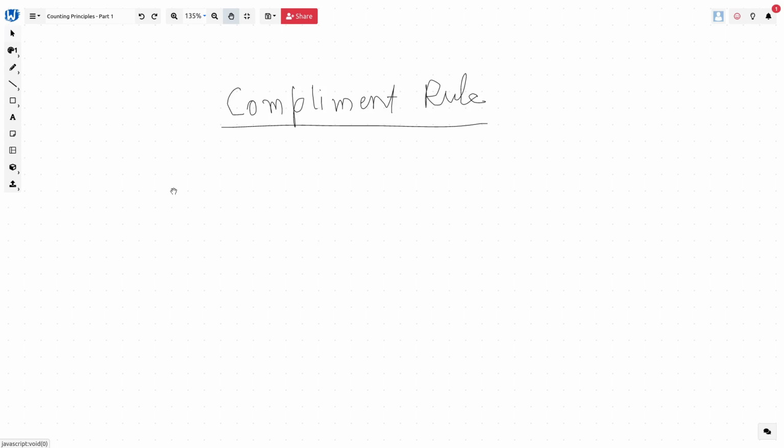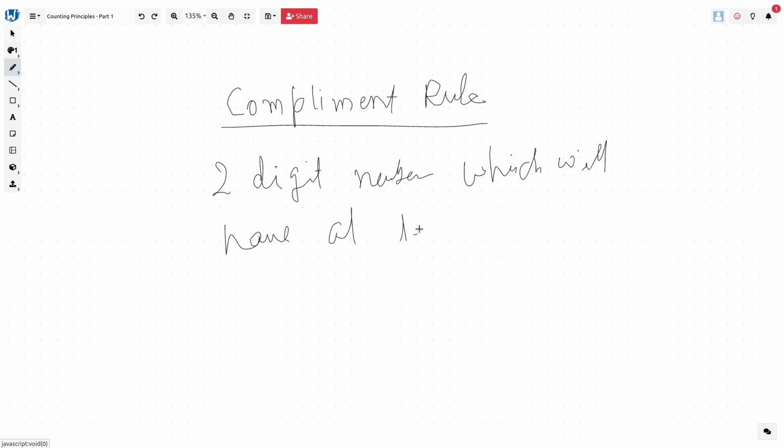So in order to understand that, let's take a look at a very simple example. We want to count the total number of two-digit numbers which will have at least one number 3. Now, how are we going to count that?